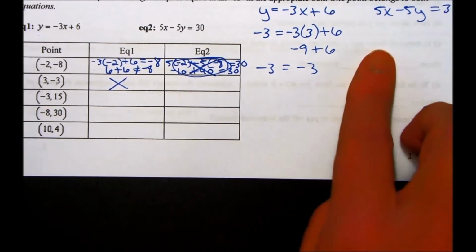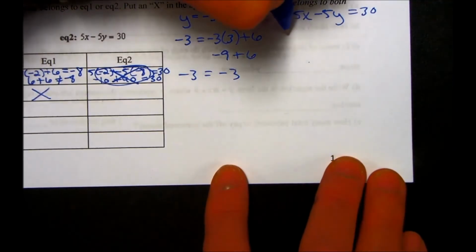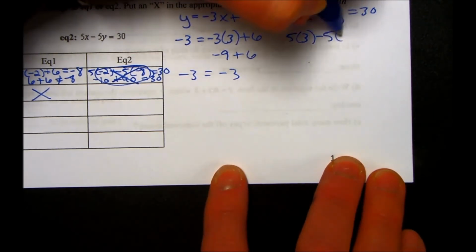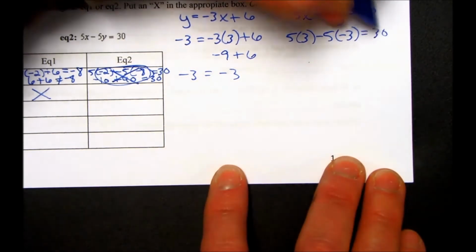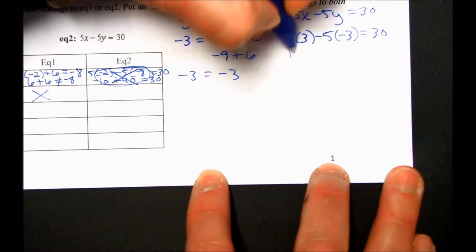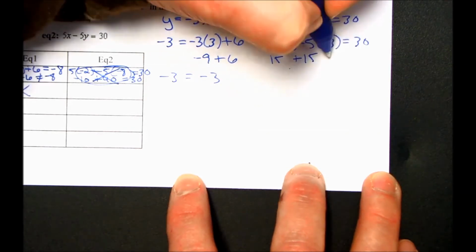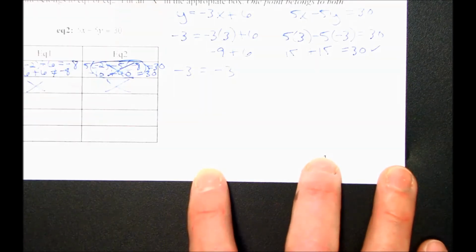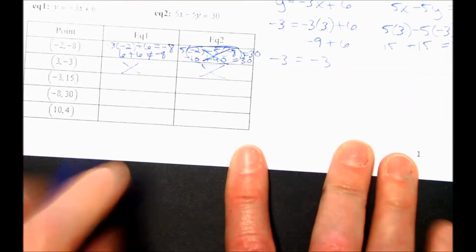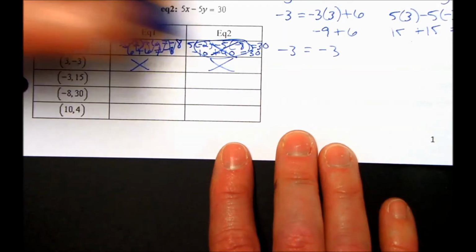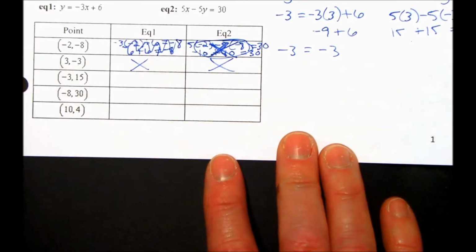Now try it in equation 2. Again, the x coordinate was +3, the y coordinate was -3. 5 times 3 is 15. -5 times -3 is +15, which does equal 30. So that point is also a solution for equation 2. So we're going to put an x in both of those boxes. Where this one was not, this one is.